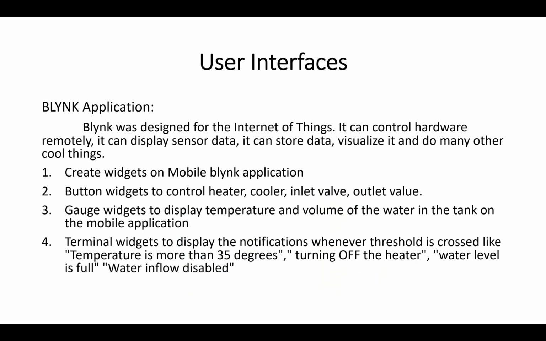User interfaces. In the Blynk application, Blynk was designed for the Internet of Things. It can control hardware remotely, display sensor data, store data, visualize it, and do many other cool things. Creating widgets on the mobile Blynk application: button widgets to control heaters, coolers, and inlet and outlet valves; gauge widgets to display temperature and volume of water in the tank on the mobile application; and terminal widgets to display notifications whenever a threshold is crossed, like temperature is more than 35 degrees and the heater is turned off, or water level is full and water inflow is disabled.